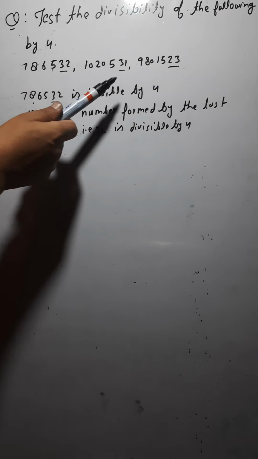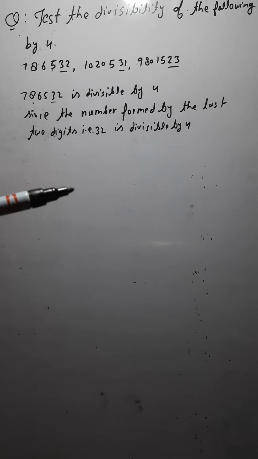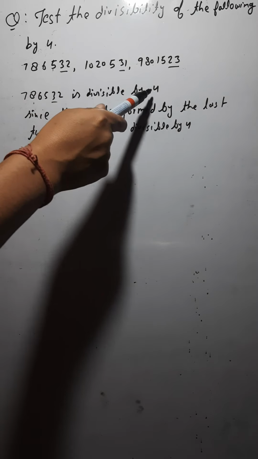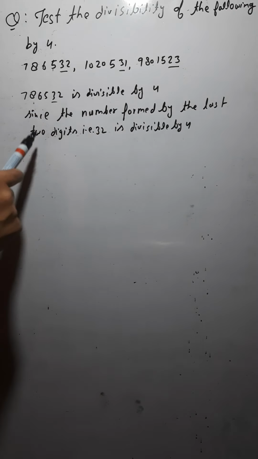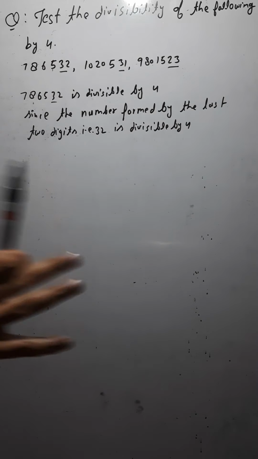I think not, because the number formed by the last two digits is 31. So 31 is not divisible by 4. In the table of 4, there is no 31 there. Okay. So you would say the given number is not divisible by 4. Why? Because the number formed by the last two digits, that is 31, is not divisible by 4.